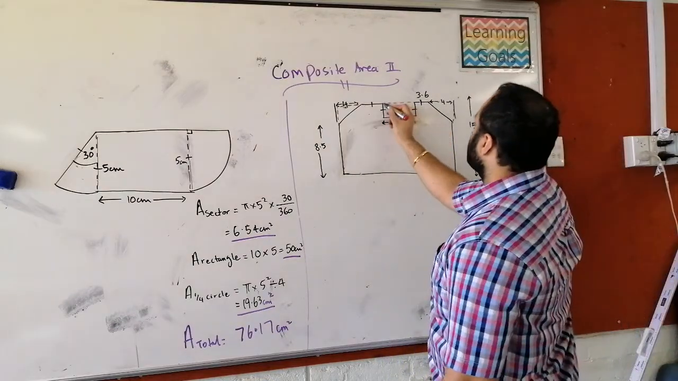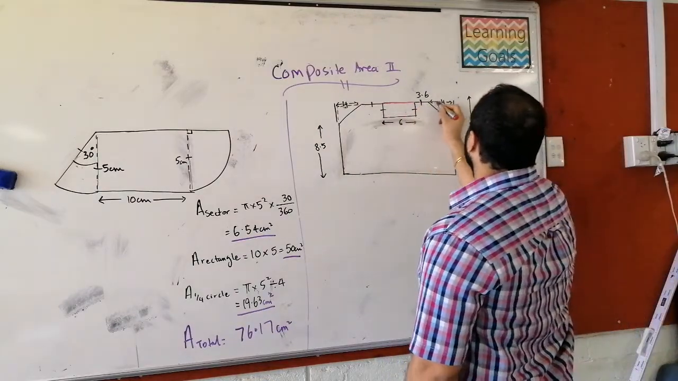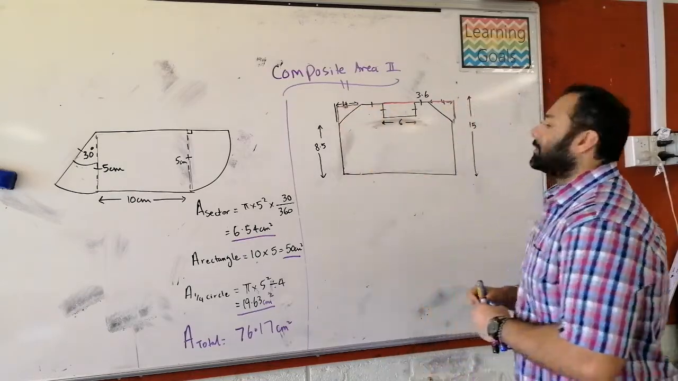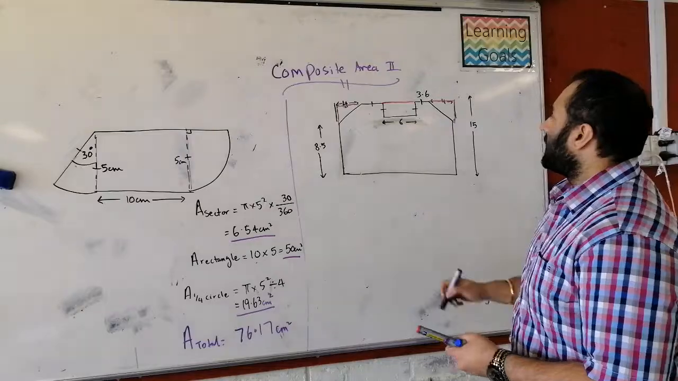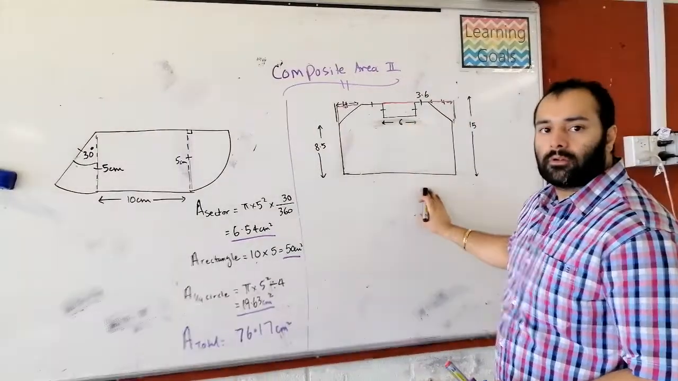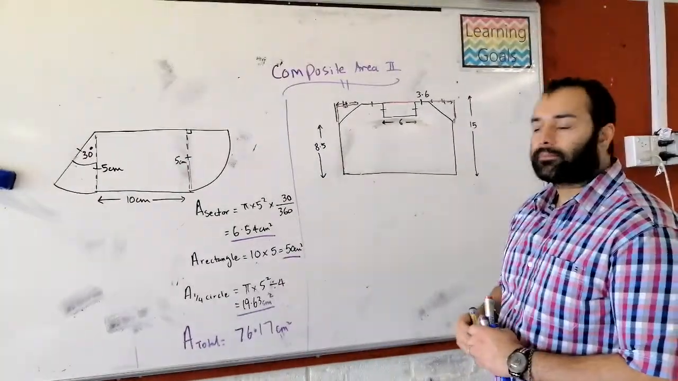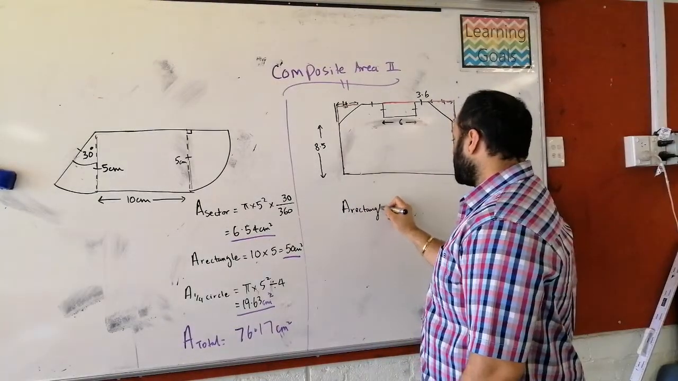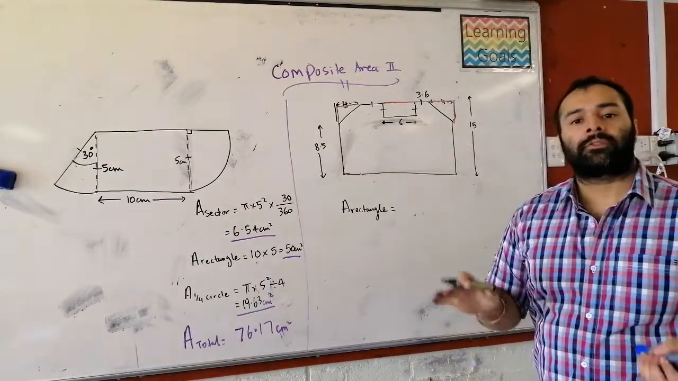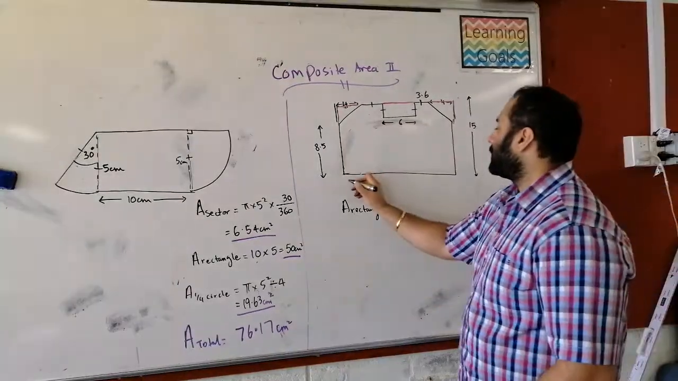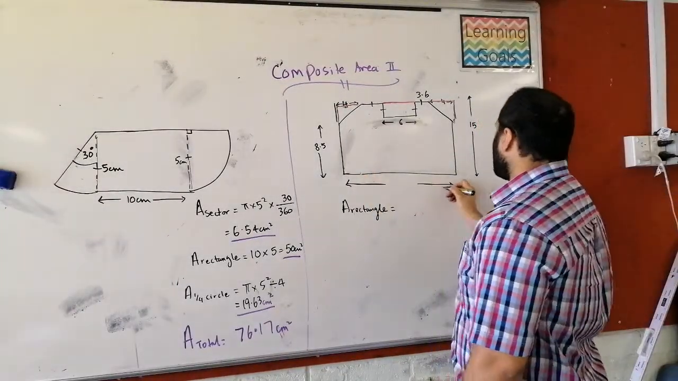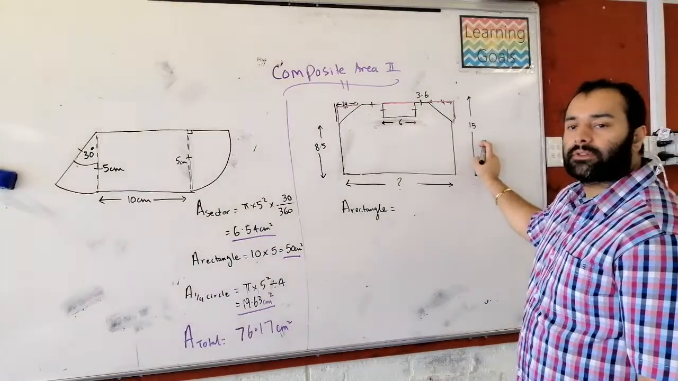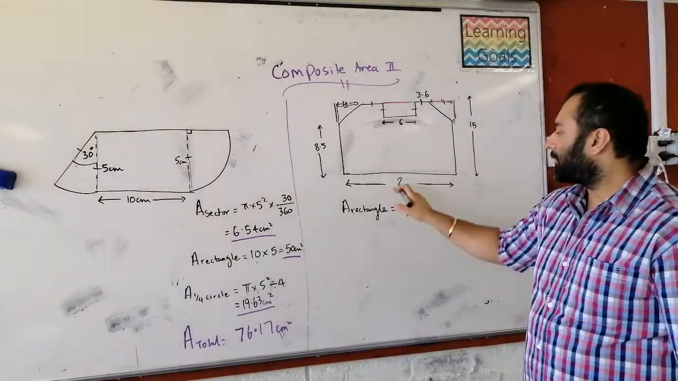If I complete the shape, I get a rectangle. So my first step is to find the area of the rectangle. Length times breadth. I don't have the length, it's missing, but I do have the breadth, which is 15. So what I'm going to do is find this length here.